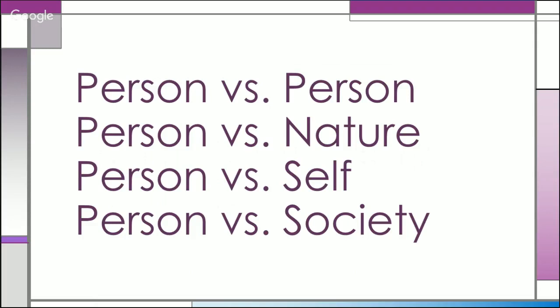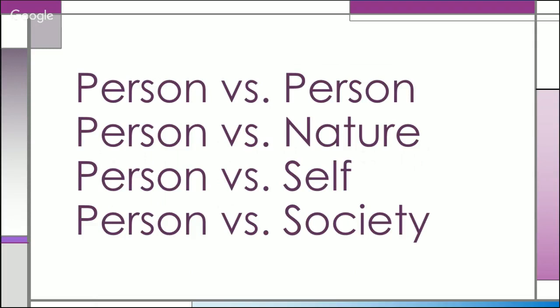Person versus nature conflict. Someone is contending with some element of nature. Person versus nature conflicts always make me think about the novel Hatchet. And Gary Paulsen, he wrote The River as well, where characters often have a plane crash and then they're stuck on a deserted island, those kinds of things. Person versus nature conflicts.